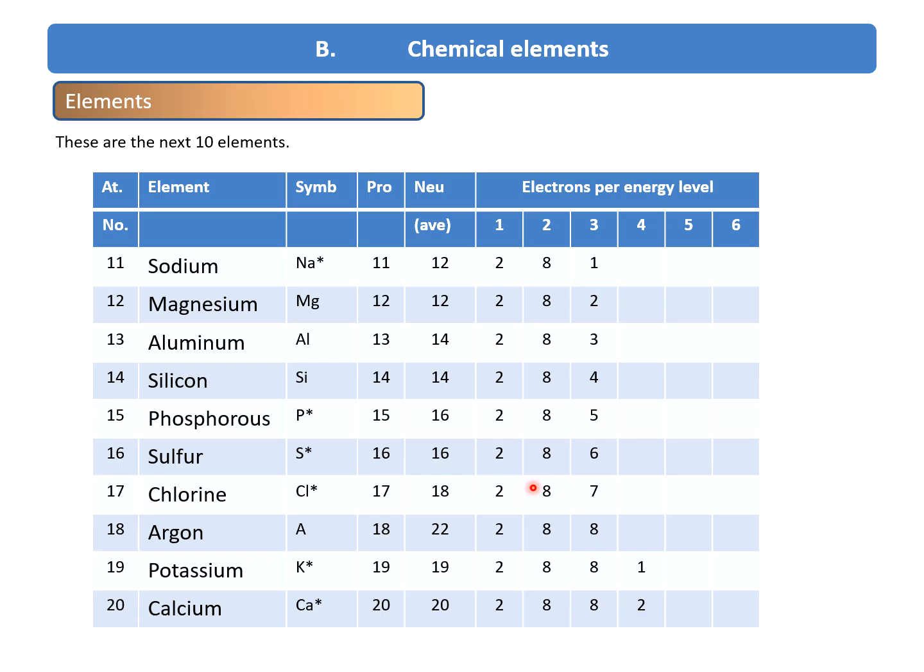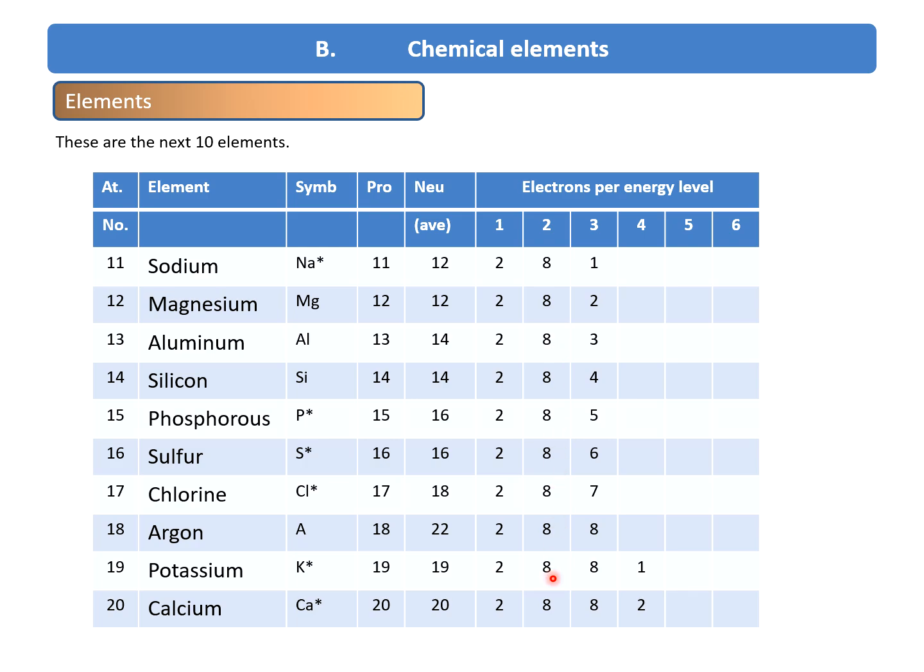Chlorine, atomic number 17, because it has 17 protons and 17 electrons. You might wonder, why does sodium have 1 electron in the third energy level? Why not put the electron in the second? Well, because the second energy level can only hold 8.